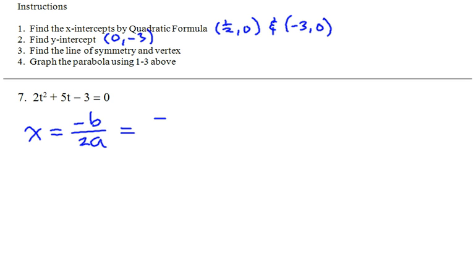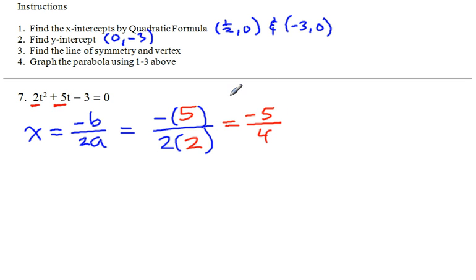So we have negative parentheses over 2 times parentheses. And we had said from before, when we did the quadratic formula, our a value is 2. So down here we'll have 2 times an a value of 2. Our b value was 5, so we'll put a value of 5 here, and compute. So we've got -5 in the numerator, 2 times 2 is 4 down below, and -5/4 is our line of symmetry.